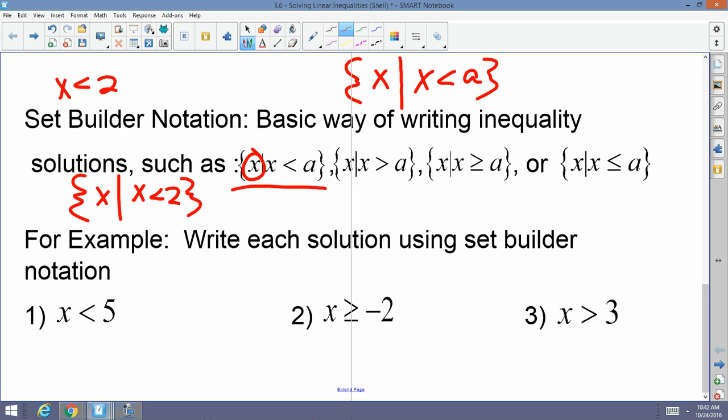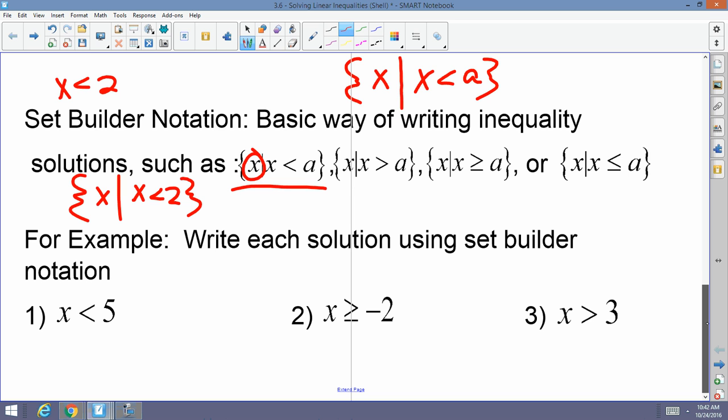That's set builder, y'all. You got to know how to read that. It's not extremely used a lot, but it is used for the most part. Okay? So please pay attention to that. Please make sure you know how to write set builder, okay? And it works for all of them. Less than, greater than or equal to, or less than or equal to.